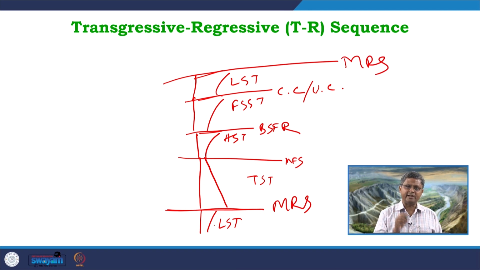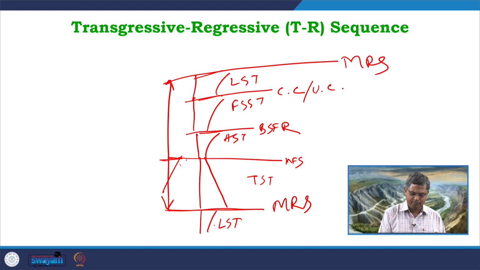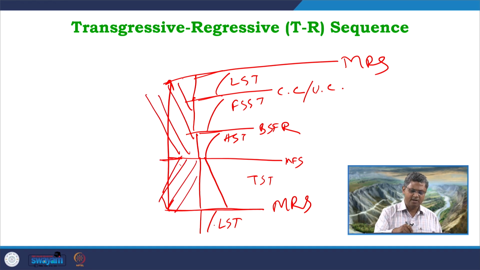So, one transgressive regressive sequence will be defined as this package of strata starting from one maximum regressive surface to the next maximum regressive surface, where the initial part is the transgressive part up to this, and over that the entire portion is the regressive part. So, the transgressive regressive package leads to the transgressive regressive sequence.